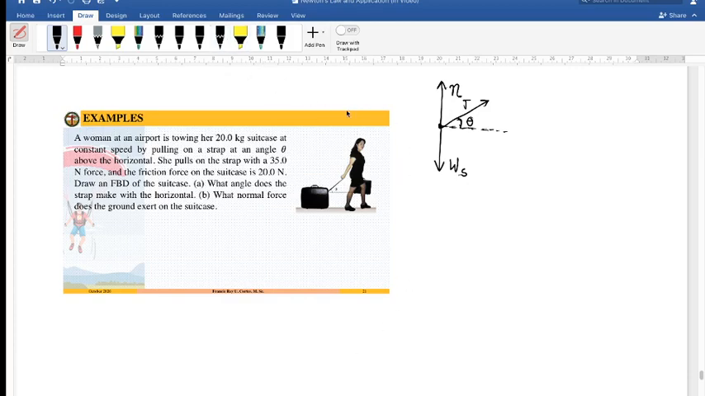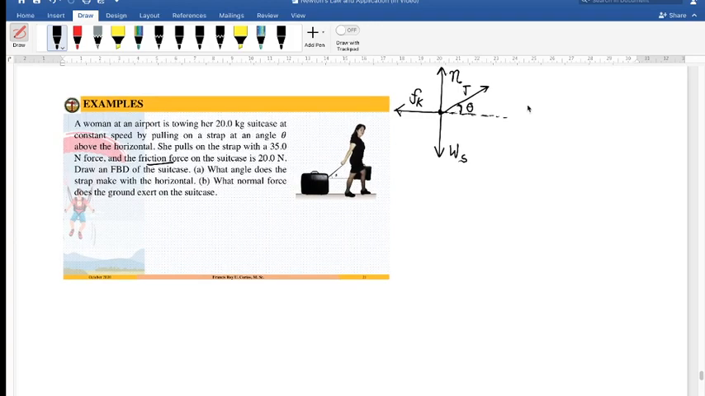You have theta here. The next is we have to find the forces. Okay, the forces, we have to find the angle. So are these the only forces? Remember, there is also a friction force, which is actually Fk, since it is moving, and is 20 Newton. So we have to find the angle theta. So what is the theta here? And we also have to find the normal force the ground exerts on the suitcase.